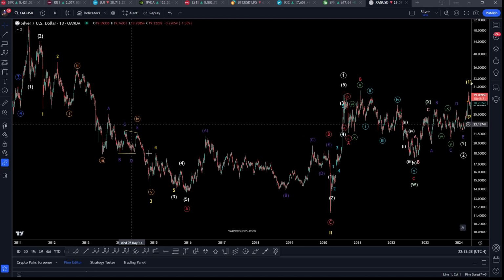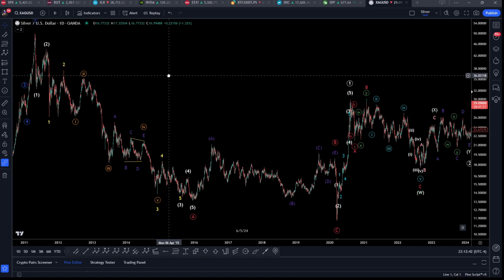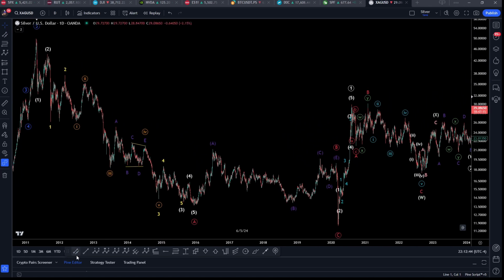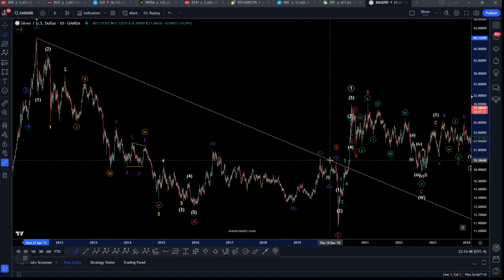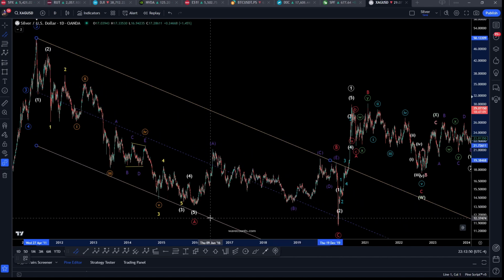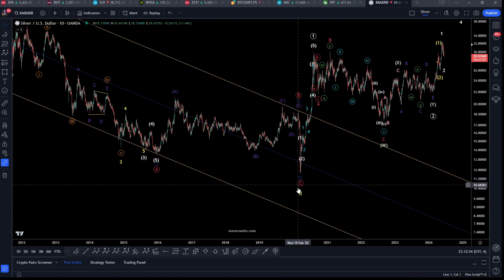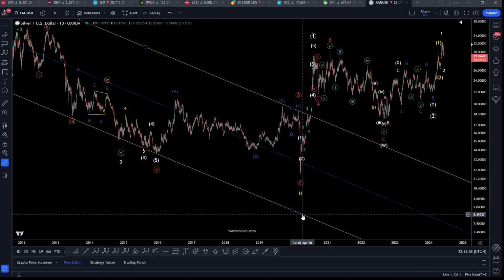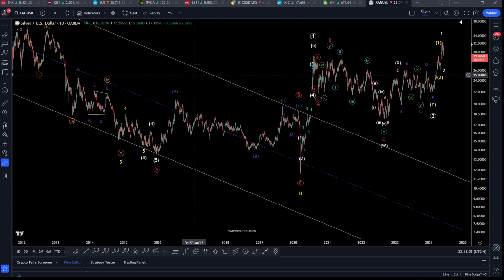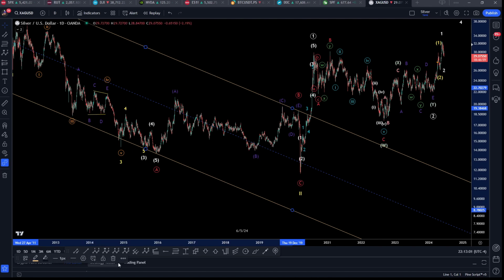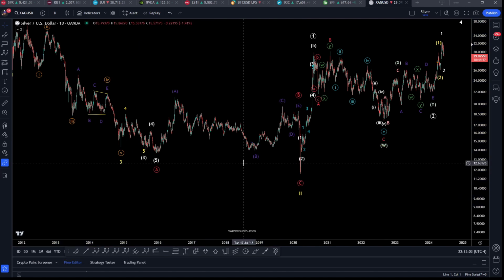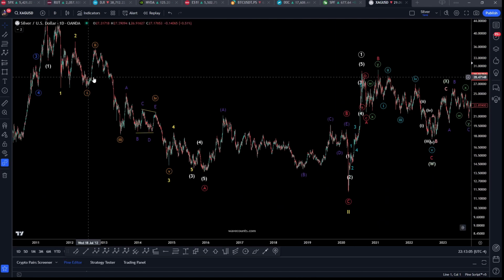All right, and it's also channeled. Okay, I can draw the channel to show you what I mean, but by the naked eye, you can tell that it is, in fact, channeled. Right? It would say that the C wave would remain within the confines of the lower boundary of this channel, and it clearly does. That's the other guideline. So in this case, we got two of the guidelines for a corrective wave: channeling and alternation.